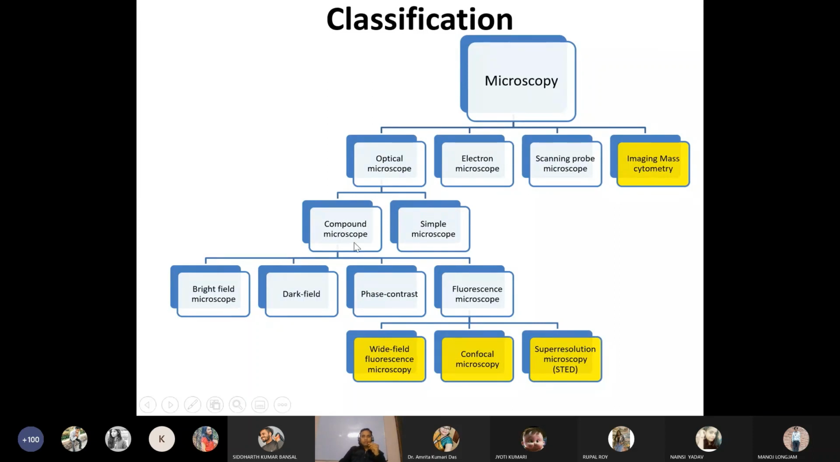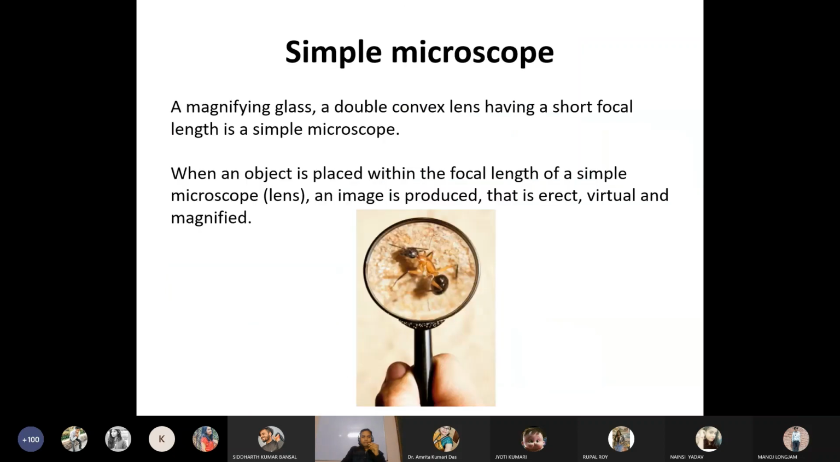So let's go through this optical microscope. All the fluorescence microscopy, they are a kind of optical microscopy. So compound microscopy, simple microscope, and let's not go into much detailing of this because we have many more things to discuss. So let's start with simple microscope. You might have seen the magnifying glass. So it can be considered as a microscope or simple microscope.